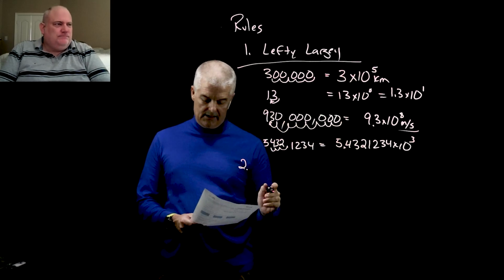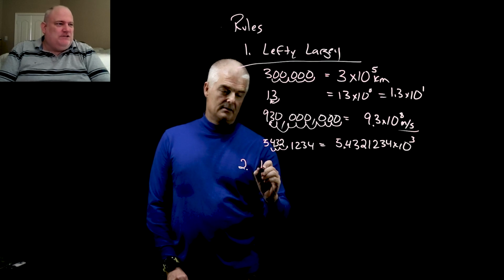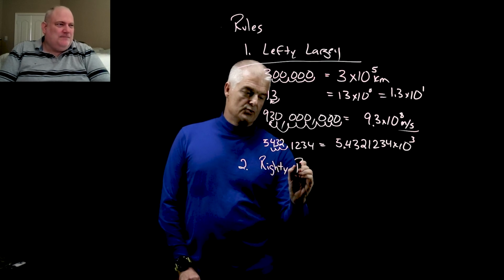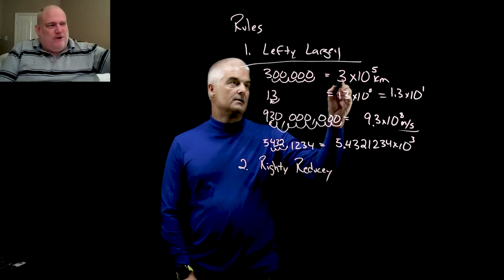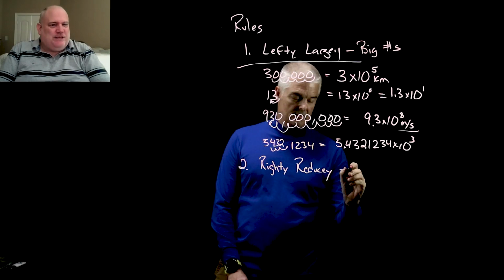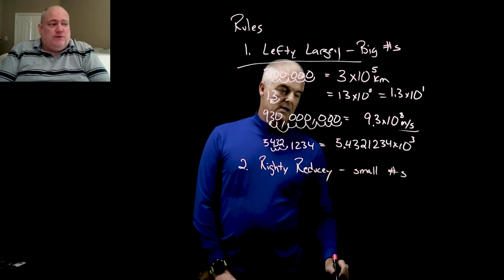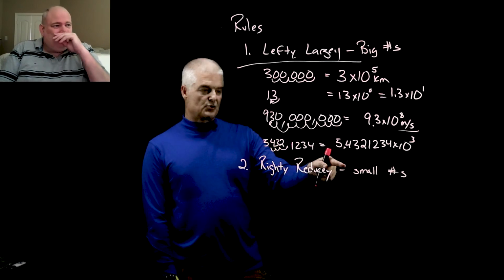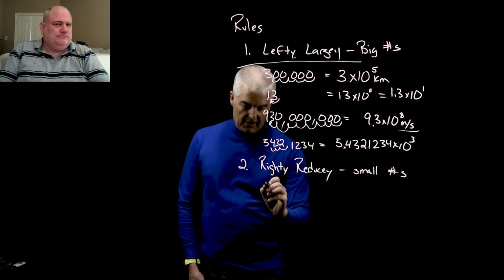What about the other one? What's number 2? Again, kind of silly. Righty reducey. This is a deviation from the righty tighty lefty loosey thing, but righty reducey means if you move your decimal to the right, you reduce your exponent. As a note, you're going to move it to the right when you have small numbers. These are obviously big numbers. Now we're going to work with teensy-weensy smally numbers.